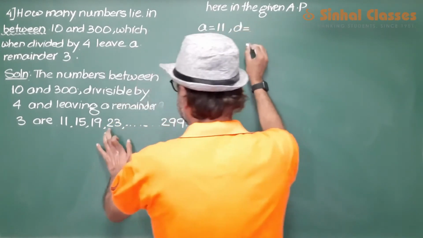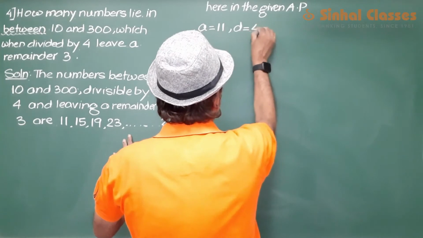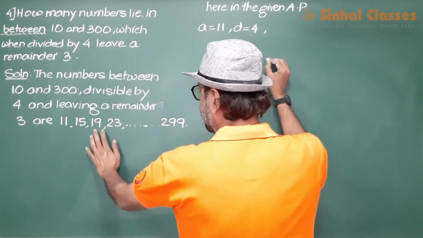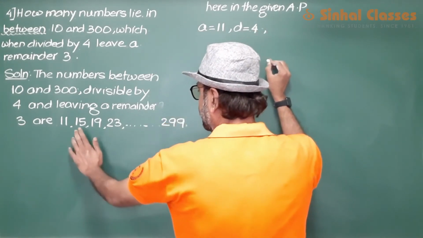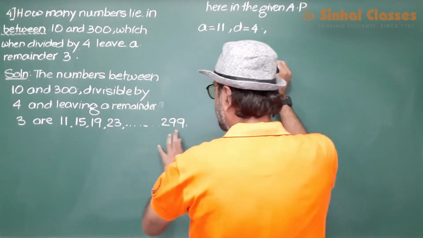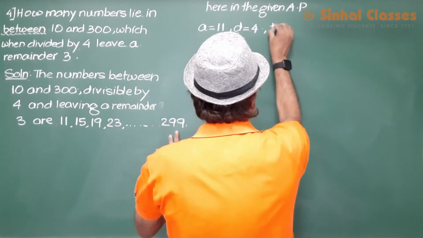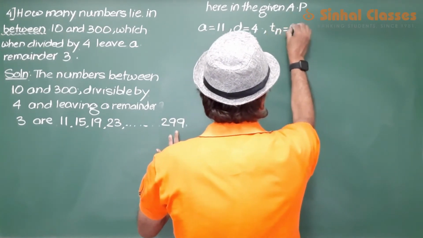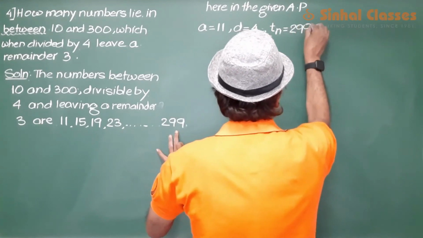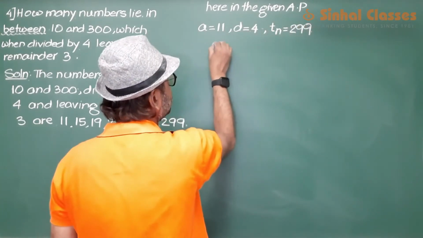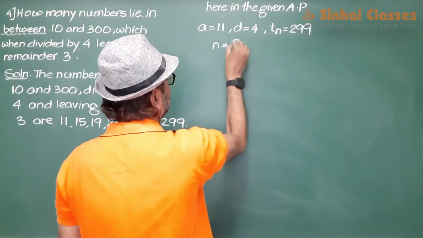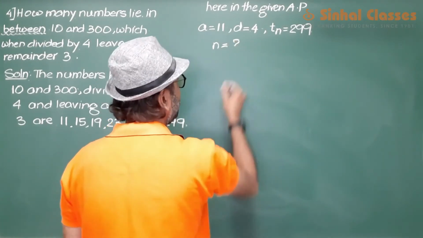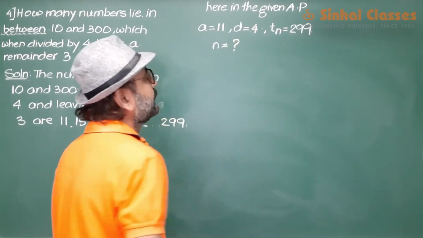Difference, as you can see, is 19 minus 15, 4. Difference is 19 minus 15 or 23 minus 19 or 15 minus 11. In which ways it is 4. The last term is 299. And we are asked to find out how many such numbers are there. So we are asked to find out how much is n.